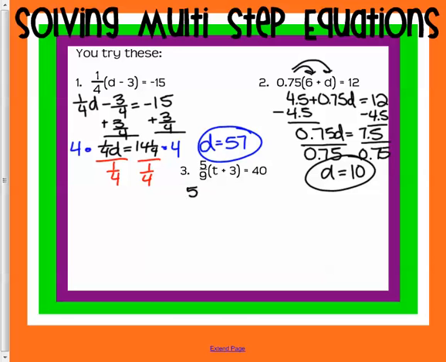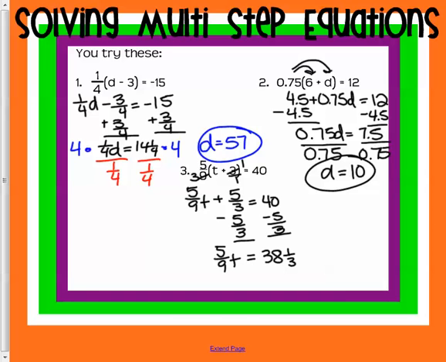Over here, we get 5/9 t plus, and this was like multiplying 3 over 1, so I get 1 here, 3 here, so I get 5/3 equaling 40. So I'm going to subtract 5/3 from both sides, and when I do that, I get 5/9 t equaling 38 and 1/3. You can then divide by 5/9, or you can flip and multiply, which means you have to change this 38 and a third into thirds. 38 times 3 is 114, plus 1 more is 115 thirds.